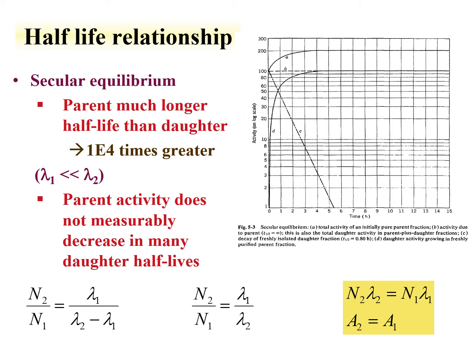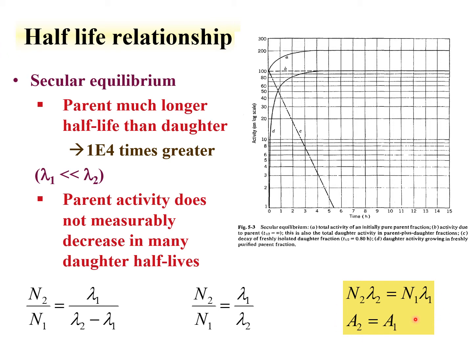So in this case, the parent does not measurably decrease in many daughter half-lives. We see that that seems to be the case. And then we have this relationship. We just took this relationship from the transient equilibrium, and lambda 2 minus lambda 1. Lambda 1 is a very small number. It's fundamentally just equal to lambda 2. So we get these relationships where n, the number of daughter atoms divided by the number of parent atoms, is just equal to a ratio of the decay constants.